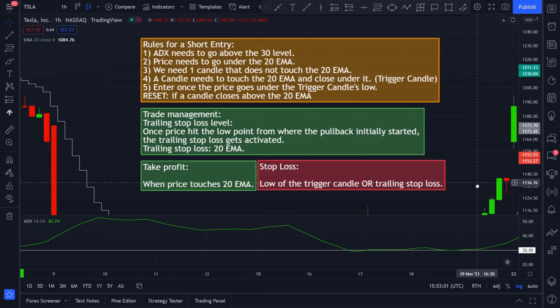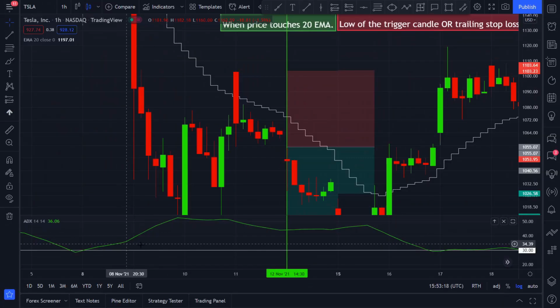So let's see an example. Here you can see that the ADX is trending above the 30 level. After that, we need one or more candles to close under and not touch the 20 EMA. After that, we need one candle that touches the 20 EMA but closes under. So this candle, as you can see, opened right here. It is basically touching the 20 EMA right here and then closing under it. So this is a valid trigger candle.